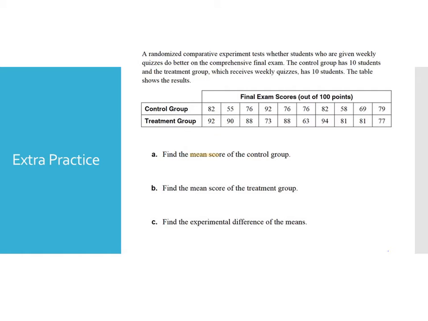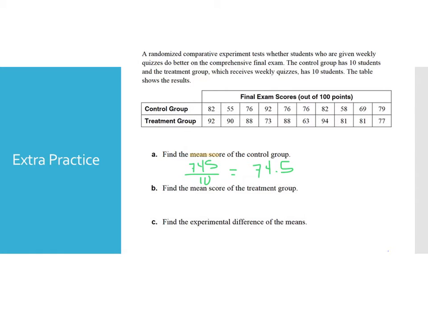I'm going to grab a calculator here real quick. So I'm adding 82 plus 55 plus 76 plus 92 plus 76 plus 76 plus 82 plus 58 plus 69 plus 79 gives me a grand total of 745. Now that's my total divided by 10, so my mean would be 74.5.